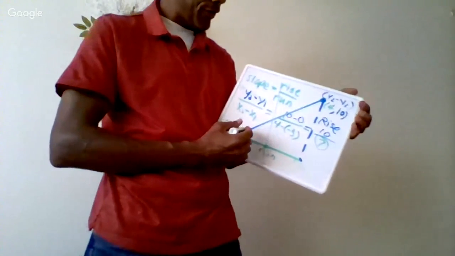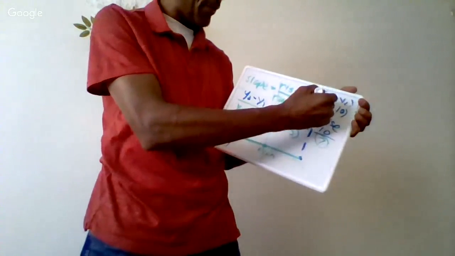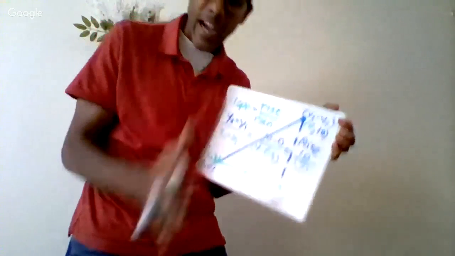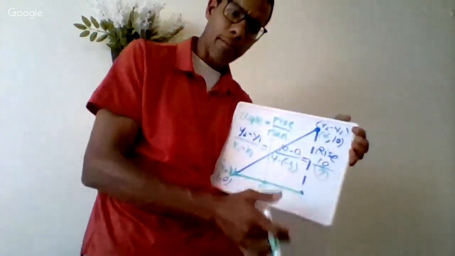So I move over 7 and up 10. But when we calculate slope, you always do the up-down divided by the left-right. Now that's basically slope. If you go back over that video, look at that.